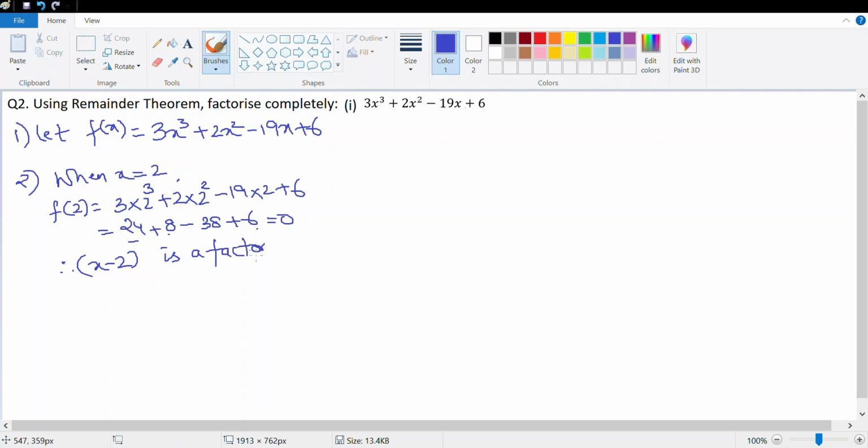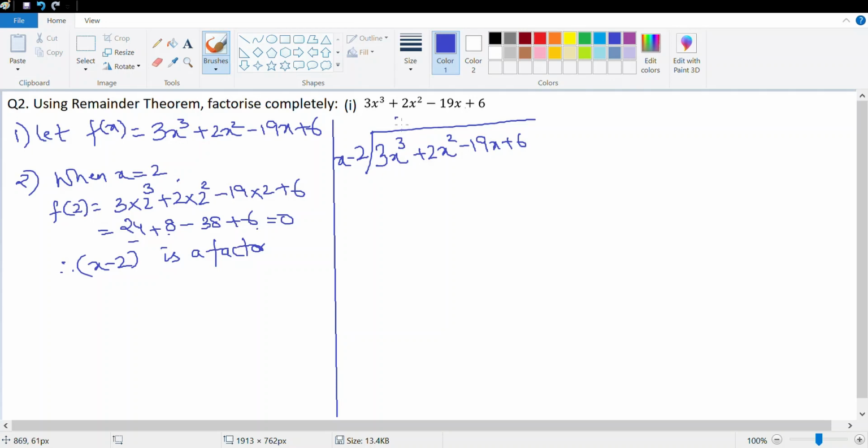of the given polynomial. Now that we figured out the first factor, next step would be to divide it. So 3x cubed plus 2x square minus 19x plus 6 to be divided by x minus 2. So I'll need to multiply x with 3x square to get me 3x cubed. 3x square multiplied with 2 will give me negative 6x square. When I subtract, the sign will change. This is 0 and this is 2 plus 6. That's 8x square minus 19x plus 6.